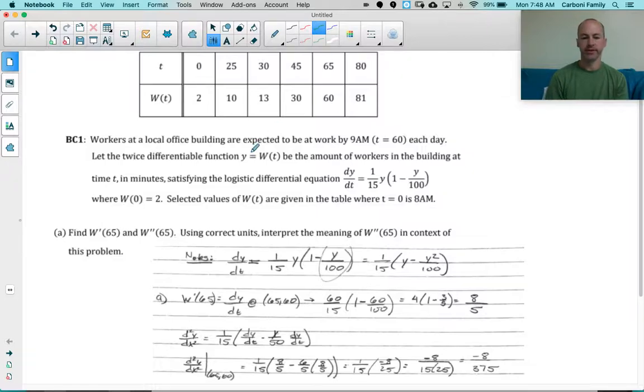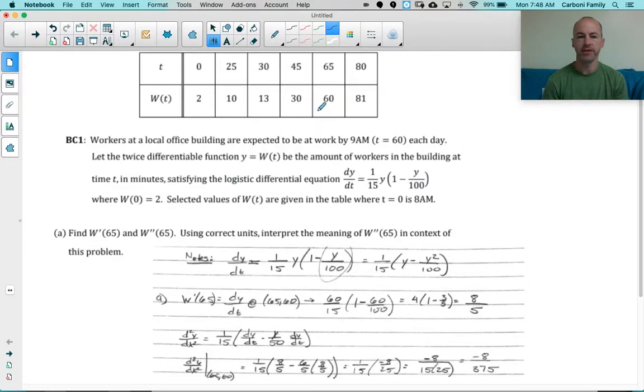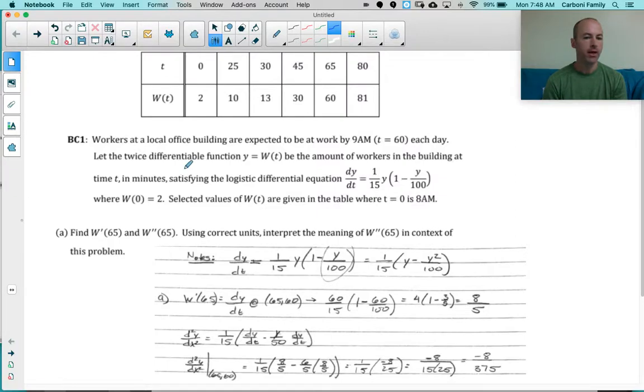Okay, let's look at number one from the first mock exam from last Tuesday. They give you a differential equation. They do tell you it is logistic, and the first thing I do when I see a logistic equation is I put it in this form if it's not already, and then I will immediately make note that the carrying capacity is 100.